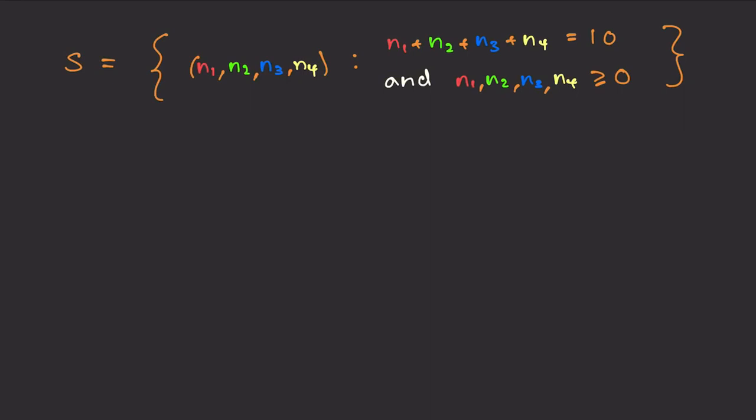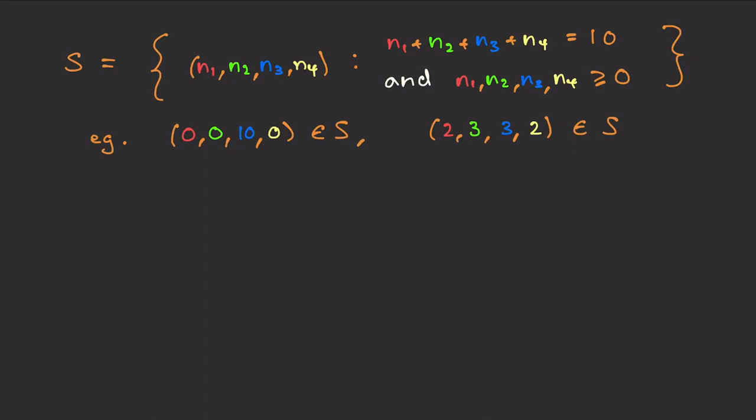Since we'd like to use a bijection, it now makes sense to put these objects we're counting into a set S. This definition just says that S is the set of 4-tuples of non-negative integers whose sum is equal to 10. For instance, S contains the element 0, 0, 10, 0, which corresponds to a sock drawer that's all blue socks, or 2, 3, 3, 2, which corresponds to a mixture.